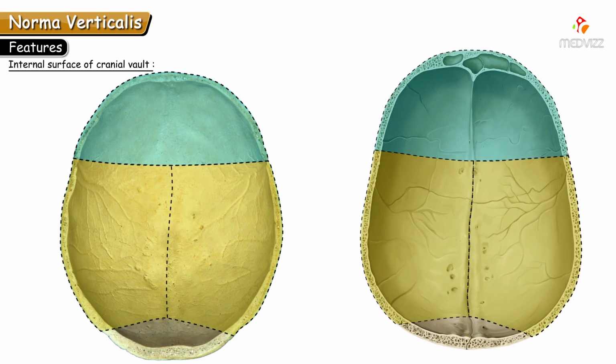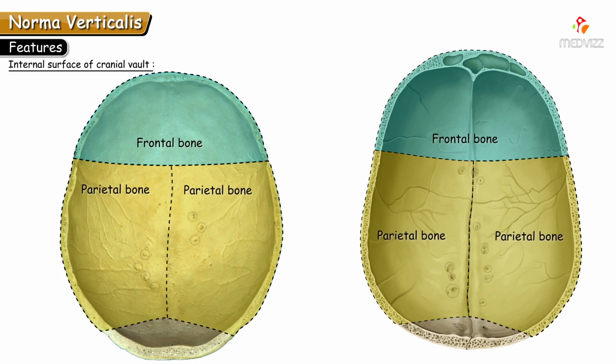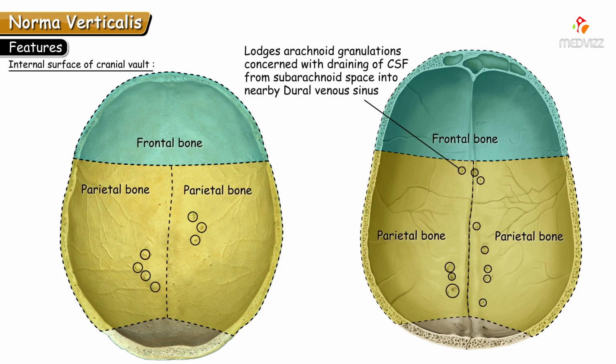The inner surface of the frontal and parietal bones along the sagittal suture is uneven, exhibiting some pits or irregular depressions. These pits lodge arachnoid granulations, which are concerned with draining CSF from the subarachnoid space into the nearby dural venous sinus, which is known as the sagittal sinus.